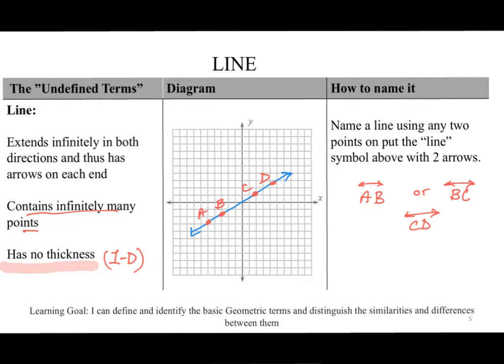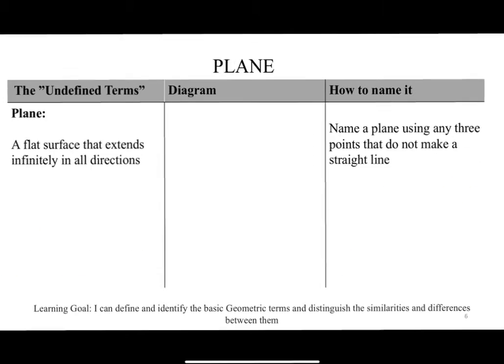Now, like I said, there's a couple different ways to name lines. Another scenario is sometimes your diagram will contain a small lowercase letter near one of the arrows, and if that's the case, we can simply refer to that line with that lowercase letter. So in this case, we could also call this line line M. So to summarize, you can name a line using any of the points that lay on it, or using a lowercase letter. So our next term is a plane.